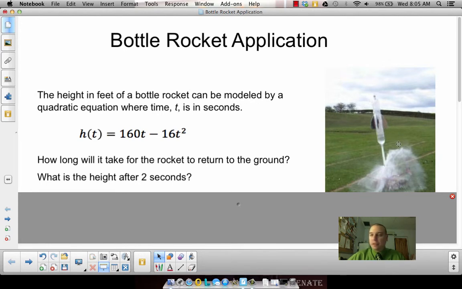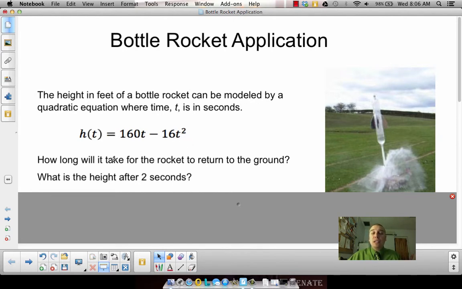Something kind of cool. I've never done these. I might have to try it just for kicks. The height in feet of a bottle rocket can be modeled by a quadratic equation, where time t is in seconds. And here's this particular case, okay? So h of t, and I know that the MCA review in this case says h of t, but in other cases it just says h. It's the same thing. Is equal to 160t minus 16t squared.